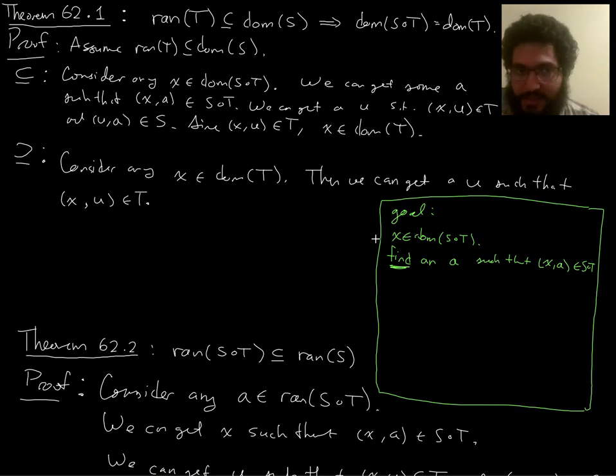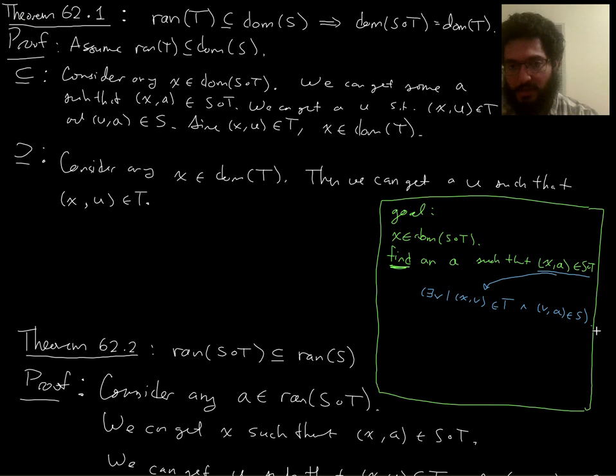Okay, but this statement here can be broken down, right? This breaks down to saying there exists some U, but let me not confuse it with the U back here. I don't know that it'll be the same one yet. Let's call it V. There exists some V, middleman, such that the pair XV is in T, and the pair VA is in S. So that's how that breaks down.